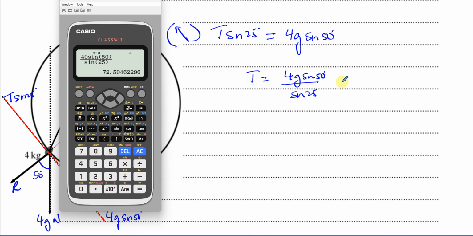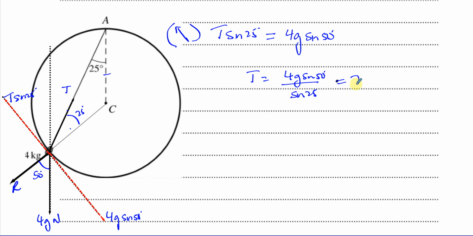So that gives us 72.5046 or whatever. So that's 72.5 newtons. So we found T already very quickly. Then we're going to resolve in the direction of the normal, this direction here. So what we can see is that the T is going to be T times, and you're going into the angle, so it's going to be cosine 25.